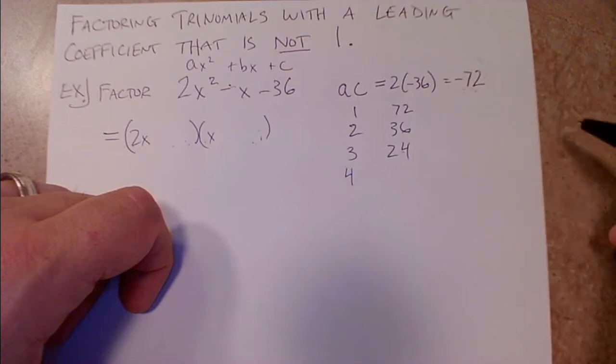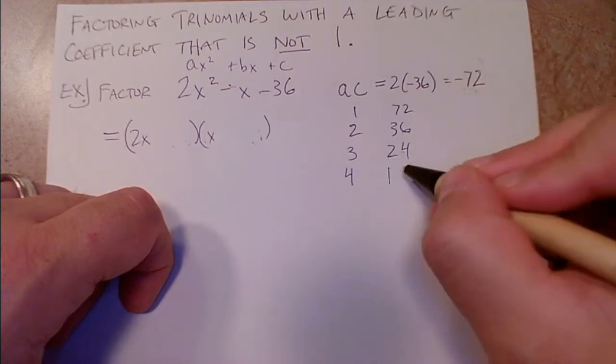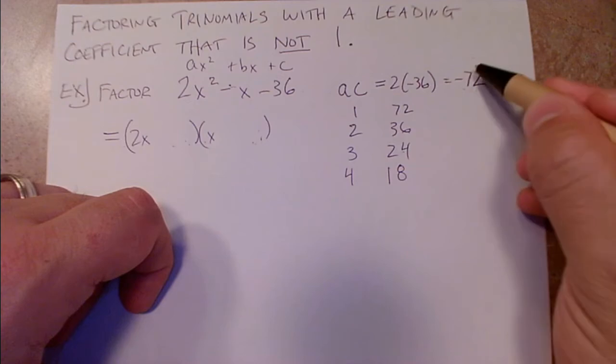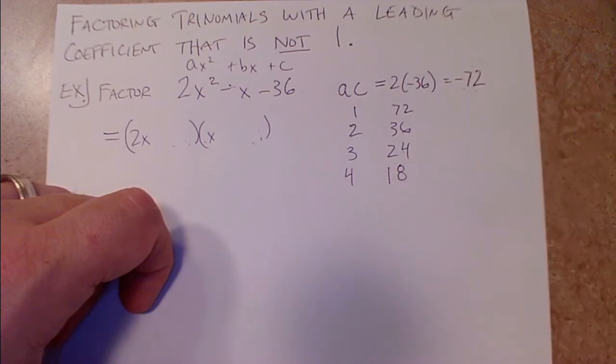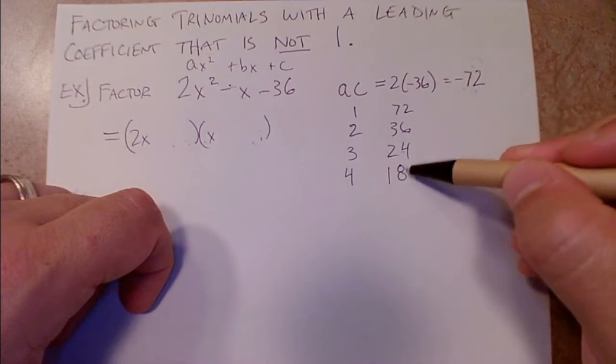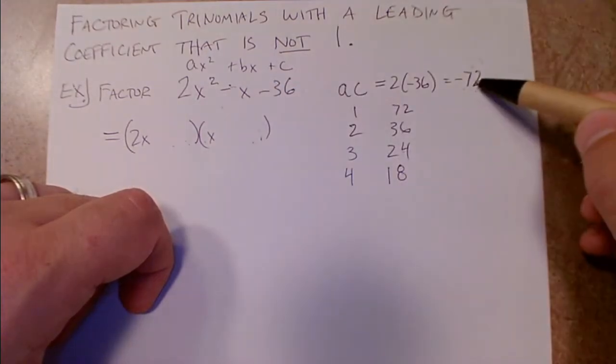And how many times does 4 go in there? 4 goes into 7 once with 3 left over. And then 4 goes into 32 8 times. 4 and 18, those aren't going to do it. That's going to give me either a 14 or a 22. Right? 5 does not go into 72.